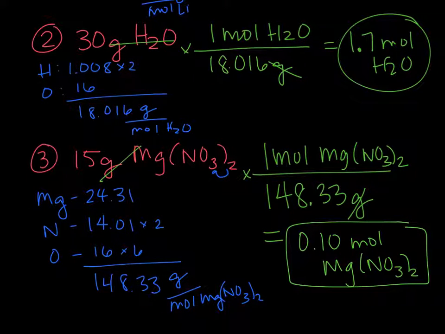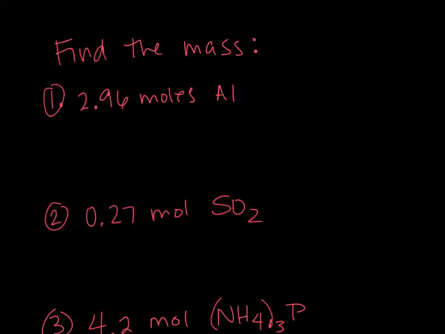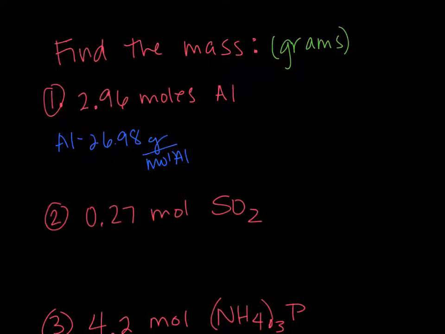All right, let's do one more, or a couple more actually. All right, so we have 2.96 moles of aluminum, and we want to know the mass, so we want to know the grams. All right, and aluminum has the molar mass of 26.98 grams per mole of aluminum. So in 1 mole of aluminum, it's 26.98 grams.